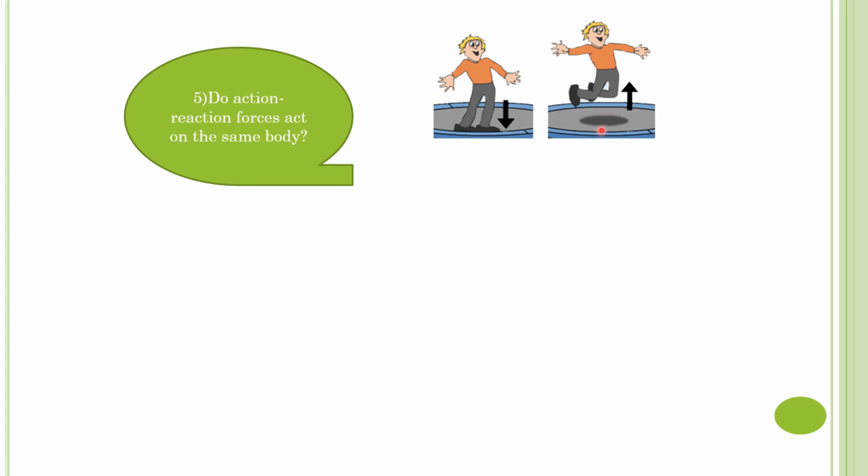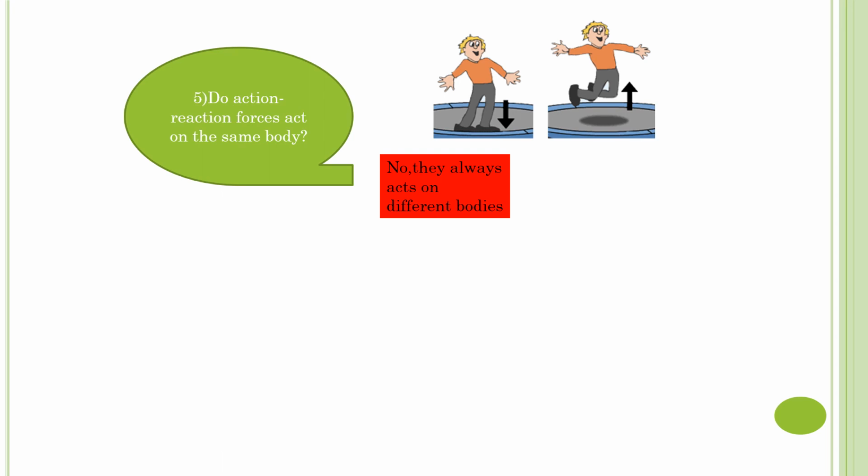That means this object is also applying a force on the person. Both of these are in opposite directions and also acting on different bodies, not on the same body. This is acting here, but this is acting on the person. So the answer is no. Action and reaction always act on different bodies.